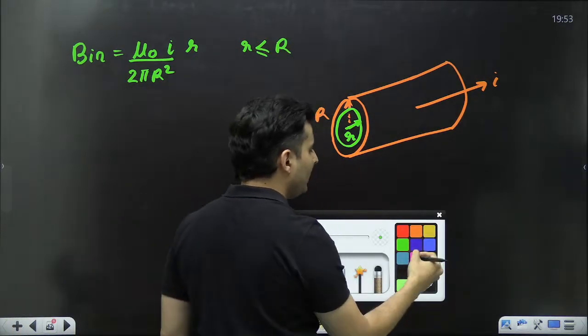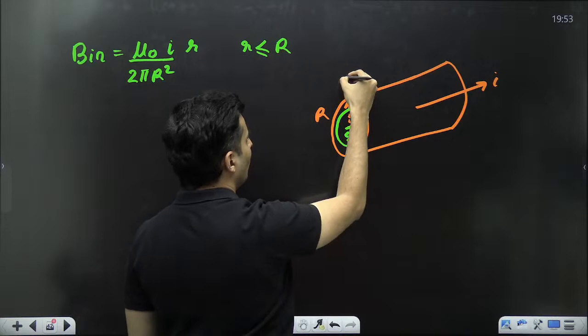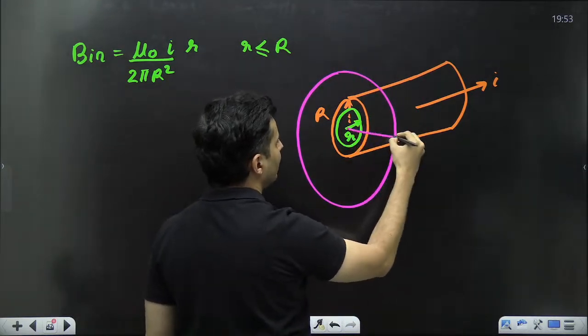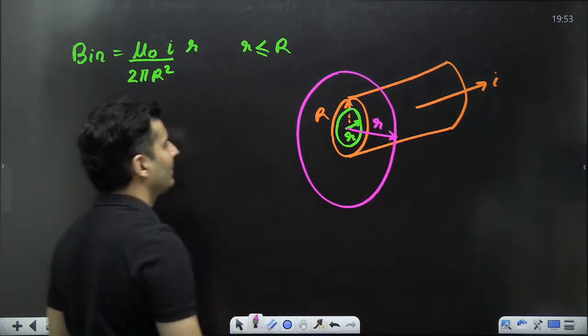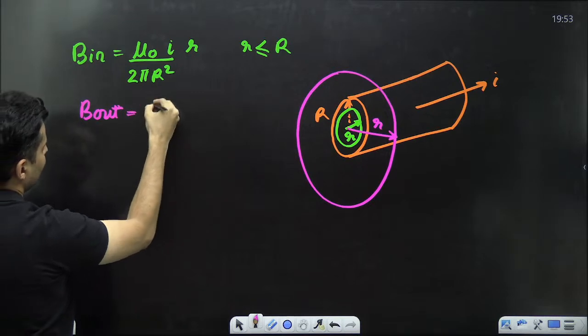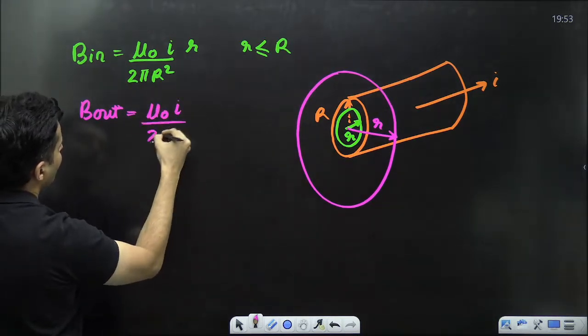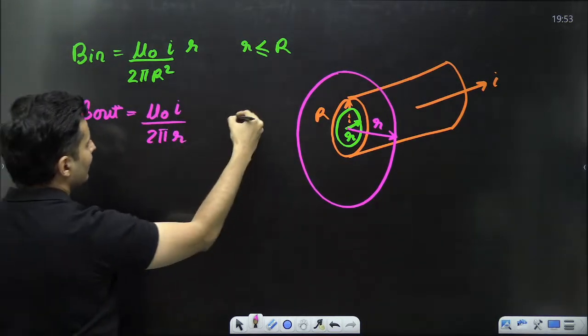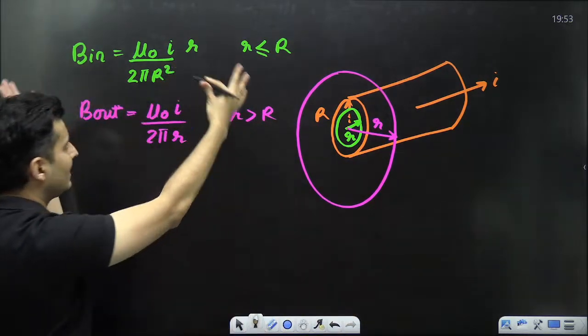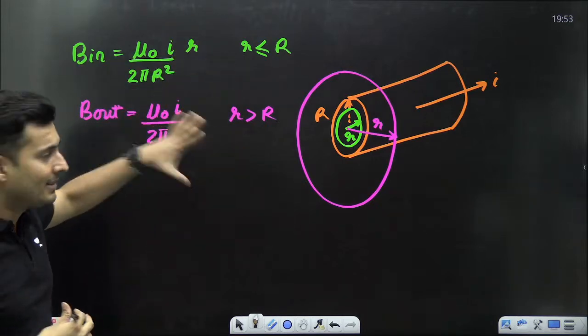But the moment you go outside, basically like this, then the magnetic field outside at that distance r is just given by mu naught I by 2 pi r. This is when capital R is less than small r. So you can now see it's in a combined form, in one single slide.